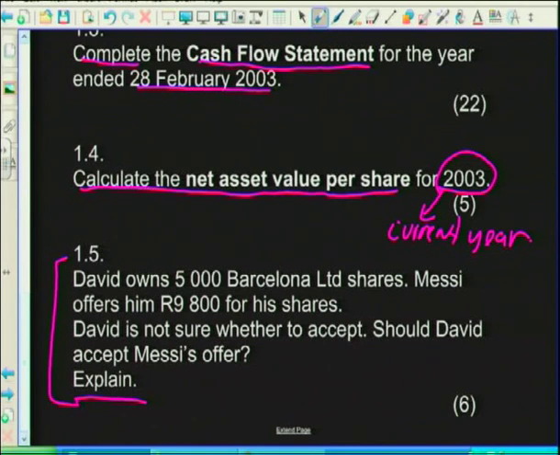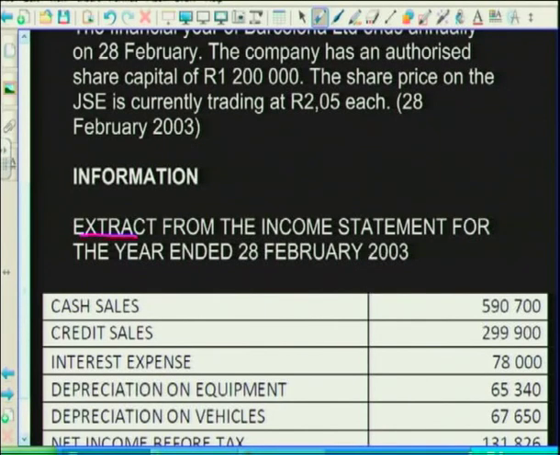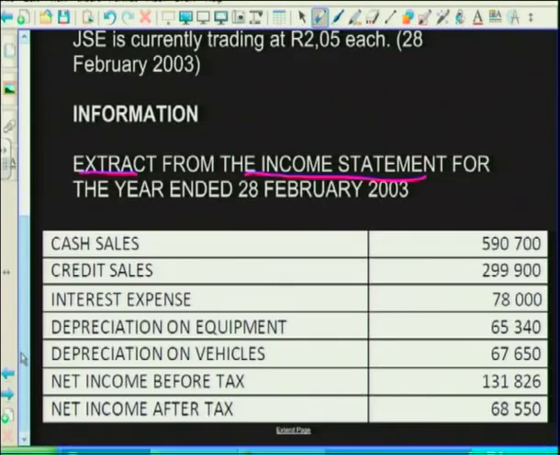Right, we've read through the entire question. Now let's look at the information that they are giving us before we start answering our question. Okay, so the information that we've got starting with an extract from your income statement for the year ended 28th Feb 2003. So very quickly, we've been given cash sales, credit sales, we've got interest expense, depreciation on equipment, depreciation on vehicles given to us, so there's absolutely no calculation here. Net income before tax, and then we've got net income after tax.